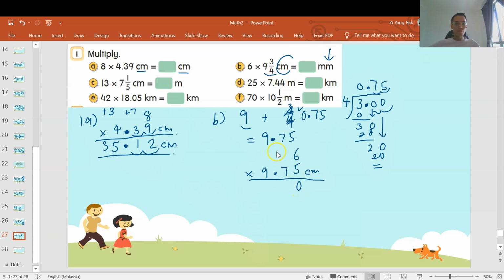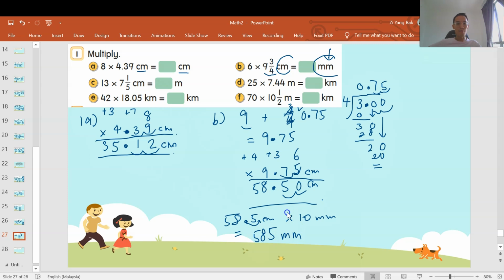6, 5, 30. 6, 7, 42 plus 3, 45. 6, 9, 54 plus 4, 58. 2 decimal places. This is cm. You have to change to mm. So 58.5 cm times 10. Because cm is bigger, so cm to mm you have to times 10. When you times 10, just move decimal point one time to the right, 585 mm.